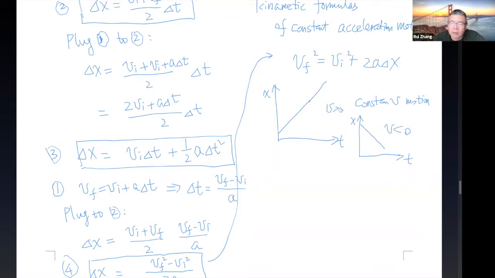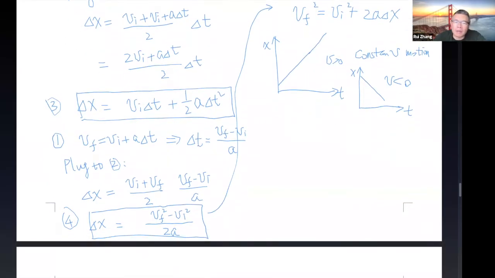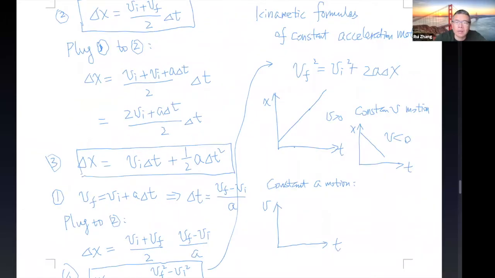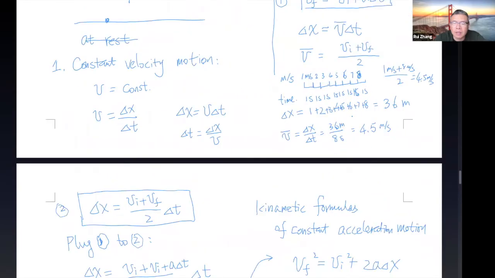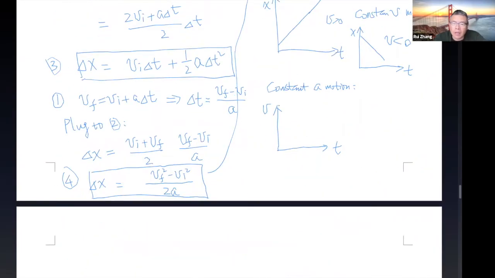Now we can talk about the same thing for constant acceleration motion using these diagrams. It is simpler to start from the velocity versus time diagram. Because A is constant, the change in velocity is constant. So that means the slope of this line is going to be constant.